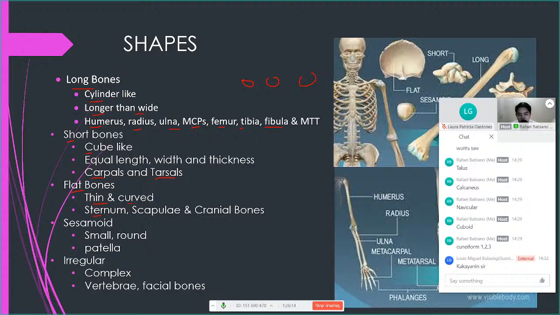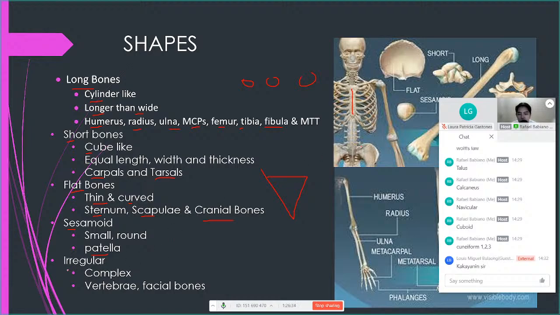So, your sternum is flat. If you remove this, this is your sternum. If you remove this, that's flat. Your scapula, shoulder blade, is also flat. Cranial bones, your frontal, your parietal, your temporal, your occipital. If you remove them, they are flat and curved. Okay? Sesamoid, your patella, your knee.